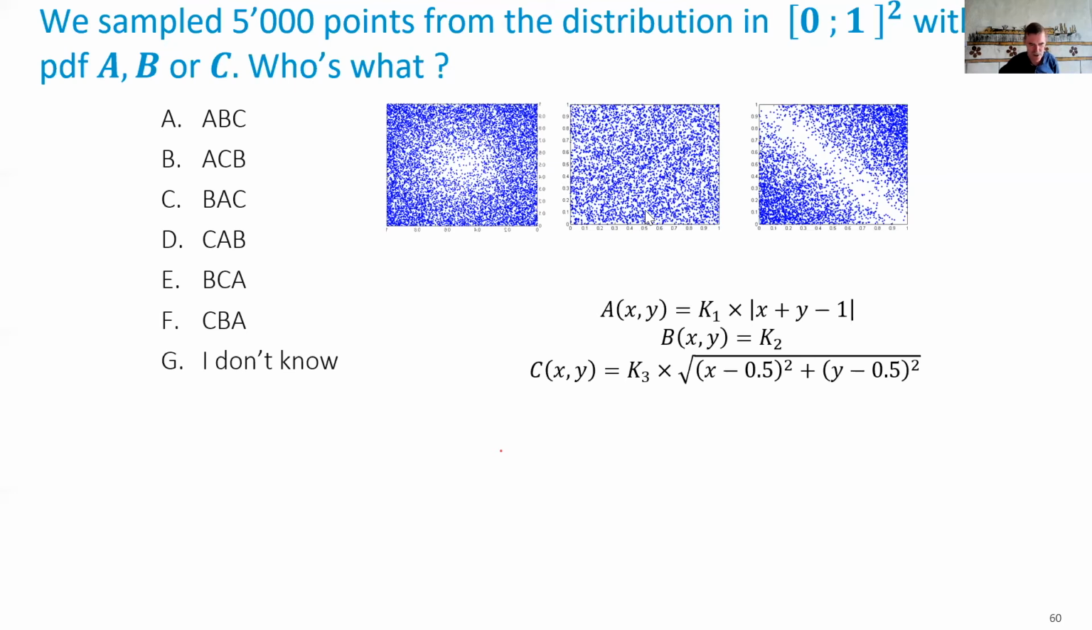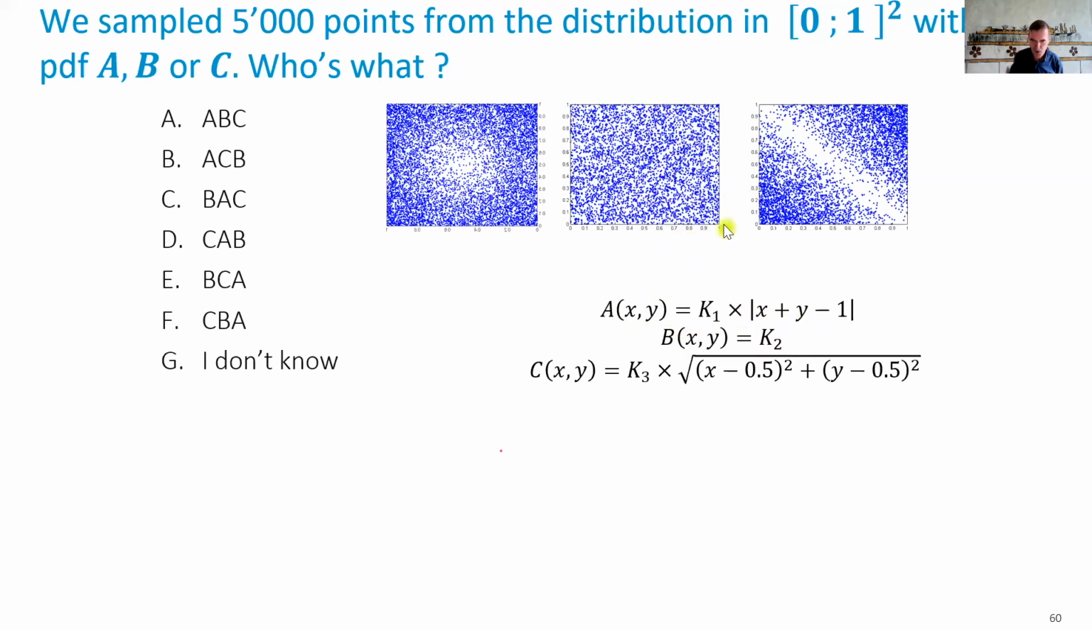So the majority says CBA. Well, certainly one thing that is clear is that B is the uniform distribution. It's a normalizing constant, which is 1 in this case, but I wanted to force your intuition here. So B is the uniform distribution. This is correct here.